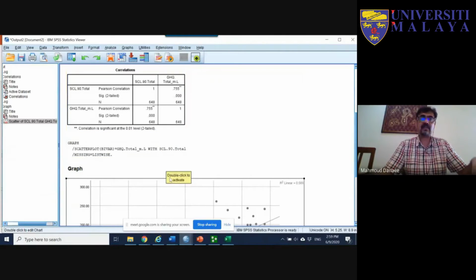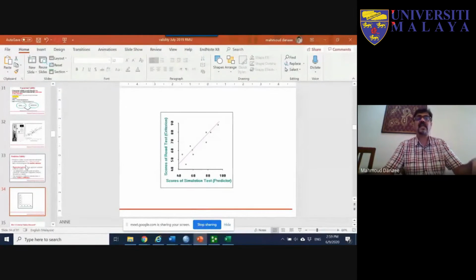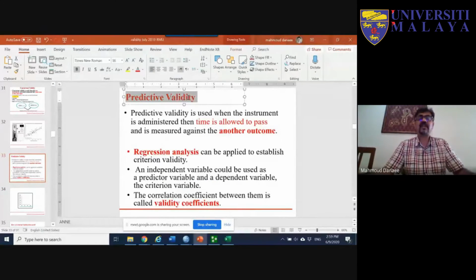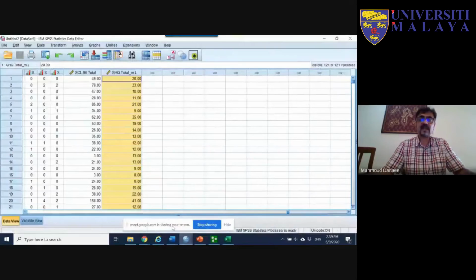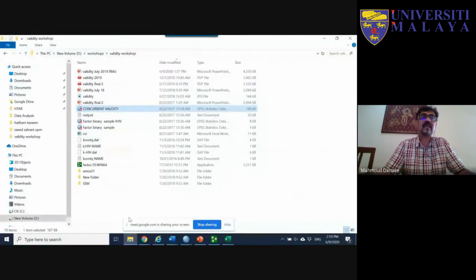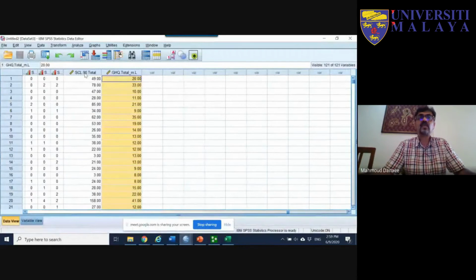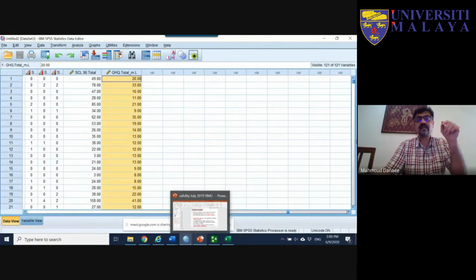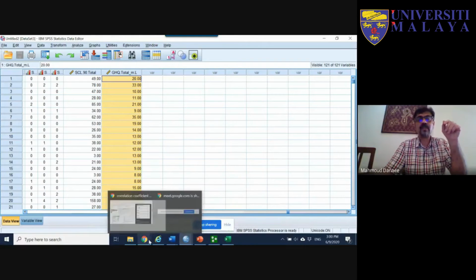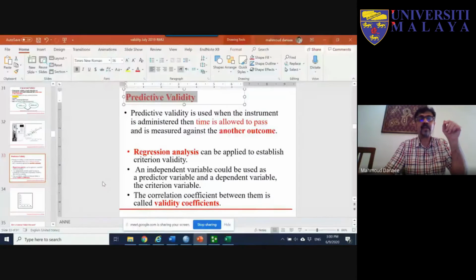The same techniques and the same approach can be used for predictive validity. Suppose that, let me check whether I have a data sample for this. No, I don't have. But suppose that this was quality of life and this was stress. Then you can correlate between these two the same way. The statistical analysis will be the same. You can use the correlation coefficient, and also you can draw the fitting line and look at the scatter plot. So these are the two types of criterion validity.